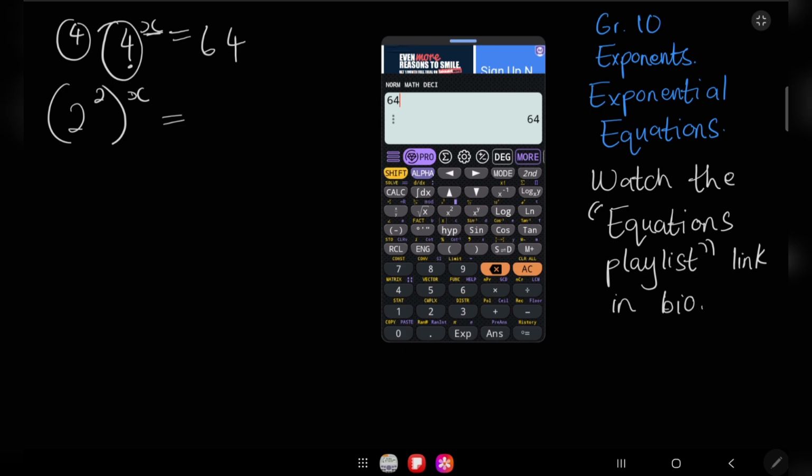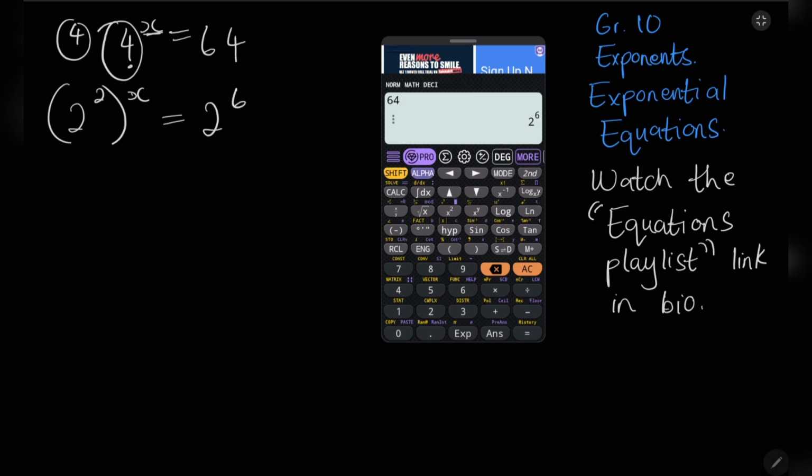64 can definitely be broken down. 64 is equal to shift fact. You get 2 to the power 6. We have x here and 2, so we multiply the exponents. Remember that law. So this is 2 times x, which is 2x. It's equal to 2 to the power 6. We have the same base, so we can focus on the exponents. 2x is equal to 6.